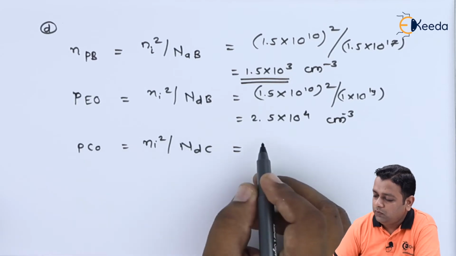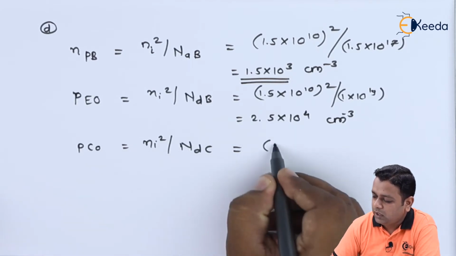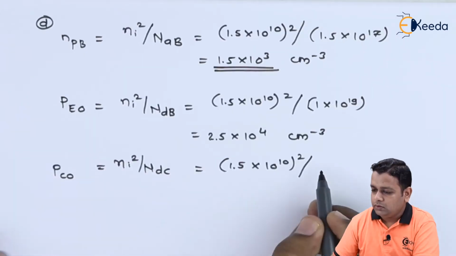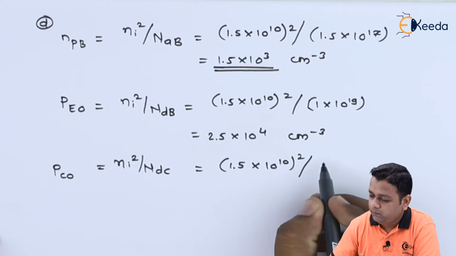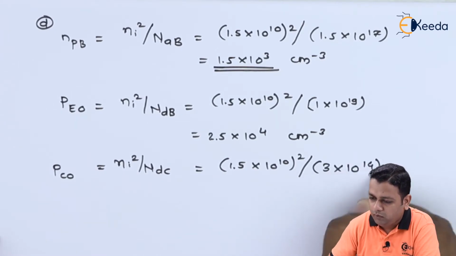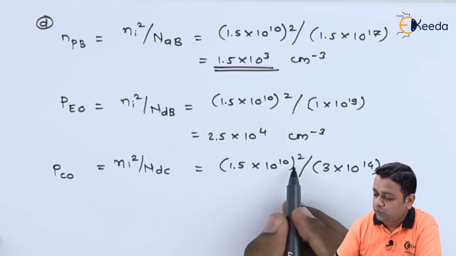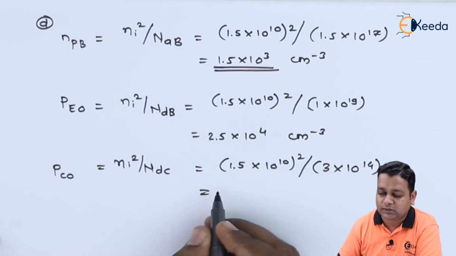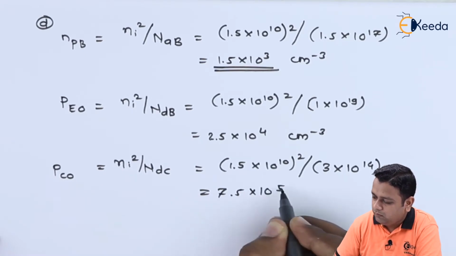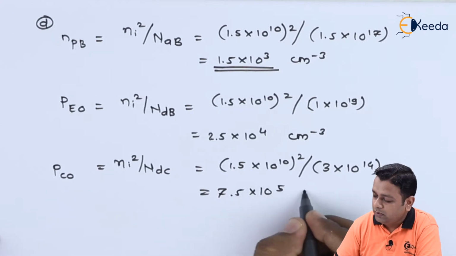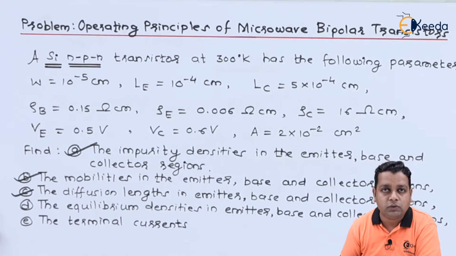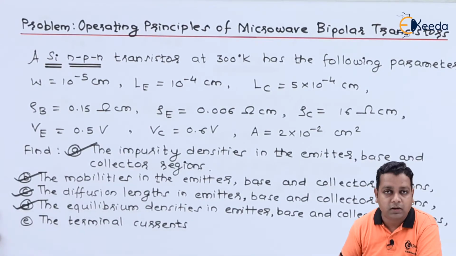Next to that, we have the substitution as 1.5 into 10 raised to power 10 to be squared. So here it is divided by the impurity concentration 3 into 10 raised to power 14. So this square and the division gives us the answer that it is 7.5 into 10 raised to the power 5. So this is also a measurement in terms of per centimeter cube here. So this way we are also covered with finding the answer for part D here.